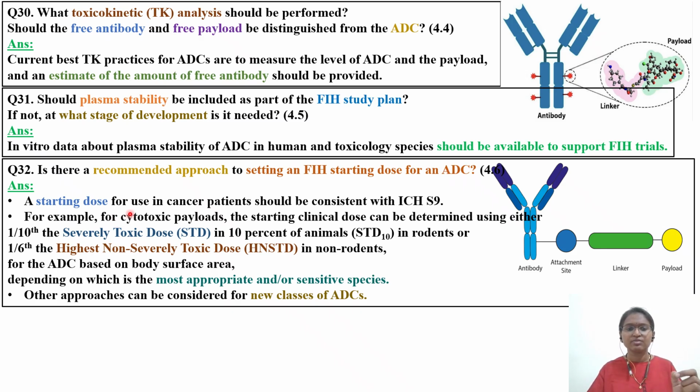A starting dose for use in cancer patients should be consistent with the ICH S9 guideline. Since we are discussing ICH S9 here, those anti-cancer drugs are used for late stage patients who are severely affected and are in the late stages of their survival, so for them you have to consistently follow the ICH S9 guideline. For example, for cytotoxic payloads, where the payload itself is causing cell toxicity, the starting clinical dose can be determined using either 1/10th of the severely toxic dose.